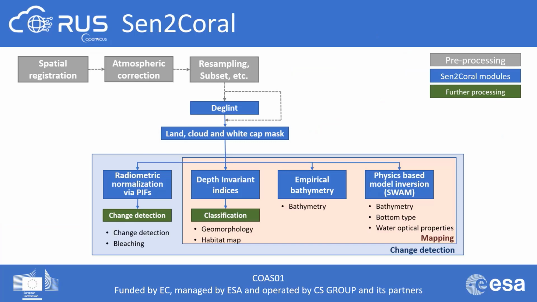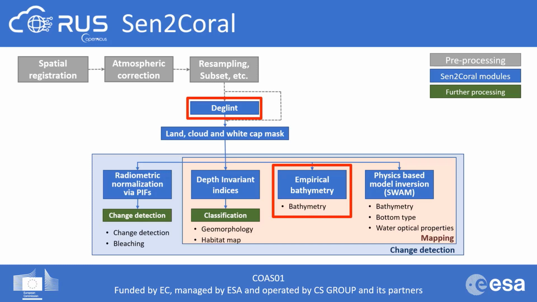Last slide of this theory for the exercise is about the Sentinel-2 processor. As you can see, we have in gray the pre-processing steps that are needed before using it, and in blue we have the 6 different modules it contains. In green you see some further processing steps that can be applied based on your application. Sentinel-2 is based on the exploitation and validation of the Sentinel-2 mission for mapping, like mapping habitat, bathymetry, and water quality, and for change detection for coral reef health assessment and monitoring. The 2 modules we will use for our exercise are the deglint and the empirical bathymetry.